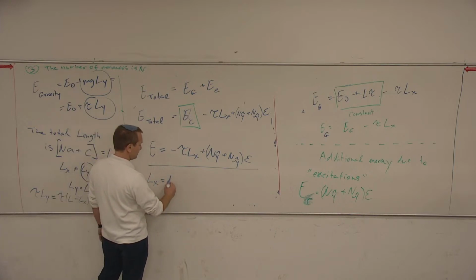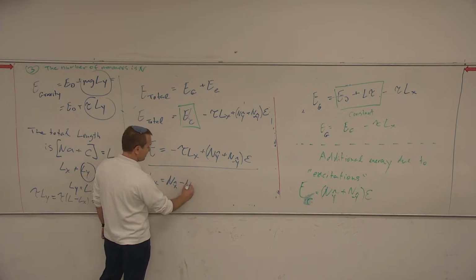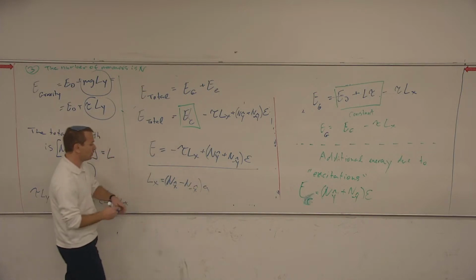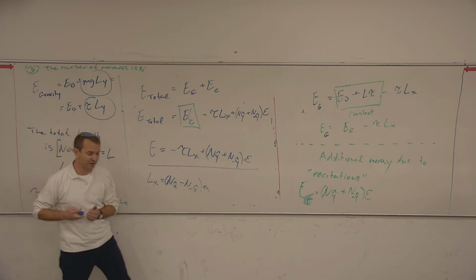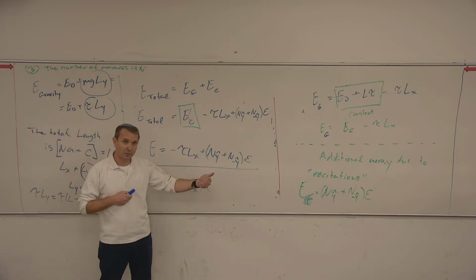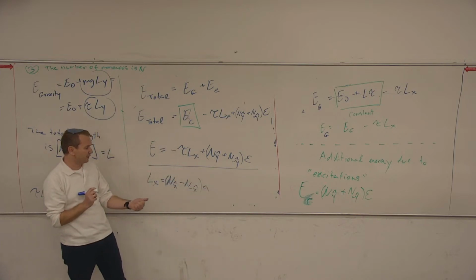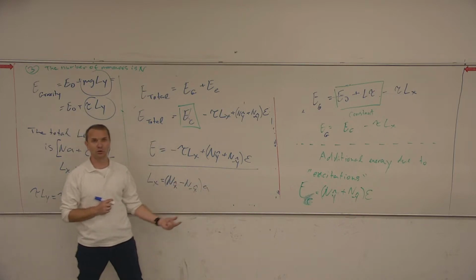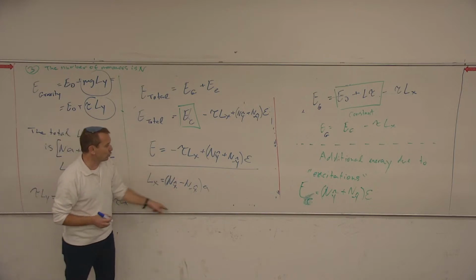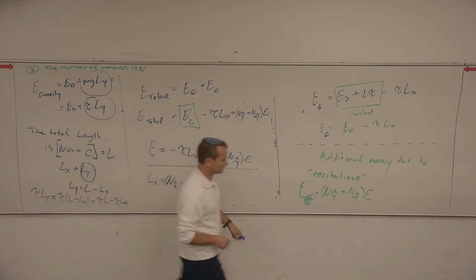Lx is nx minus n minus x multiplied by a, right? So this is the total number of monomers pointing from left to right minus the total number pointing from right to left, multiplied by the size of each monomer. Right? So this is the total size. Okay?